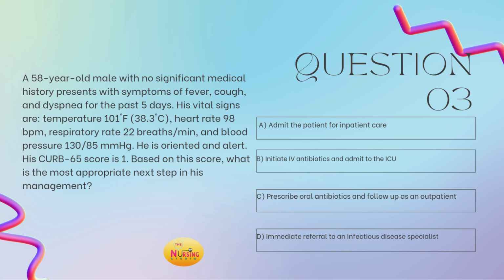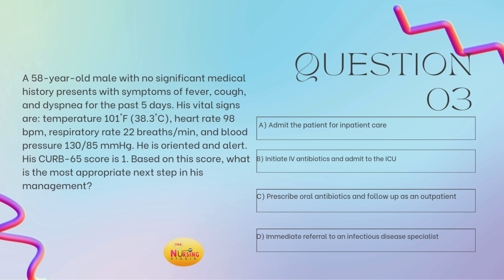Lastly, question number 3. A 58-year-old male with no significant medical history presents with symptoms of fever, cough, and dyspnea for the past 5 days. His vital signs are temperature 101 degrees, heart rate 98 beats per minute, respiratory rate 22 breaths per minute, and blood pressure 130 over 85. He is oriented and alert. His CURB 65 score is 1. Based on this score, what is the most appropriate next step in his management?